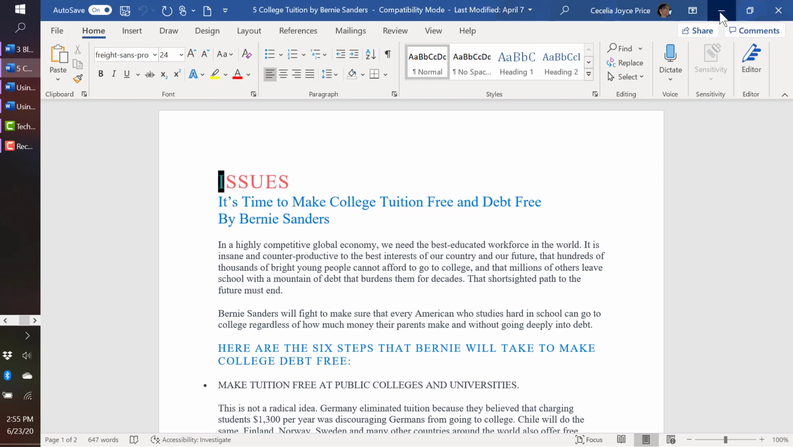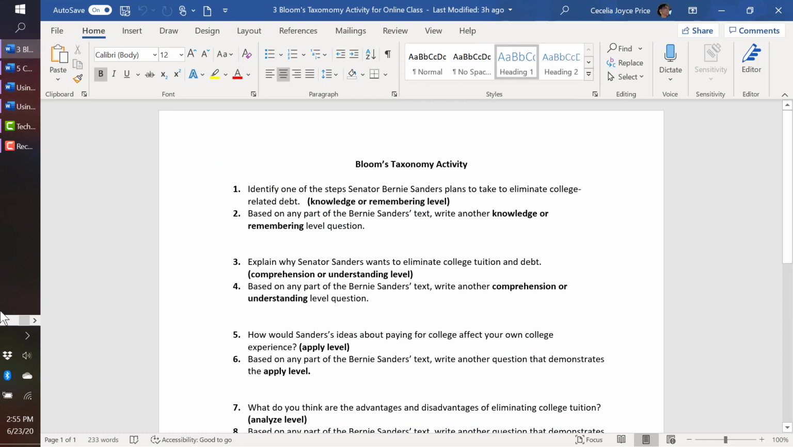Let's go now and let's apply those 6 levels of thinking to the content of that speech. Okay, so if I'm going to think just on the remembering knowledge level, and I've got this answer for you here because we're just doing kind of a guided practice right now, I would answer a question such as, identify one of the steps Bernie Sanders plans to take to eliminate college-related debt.